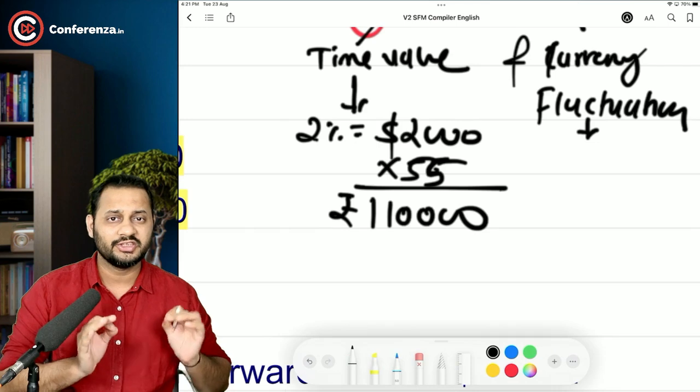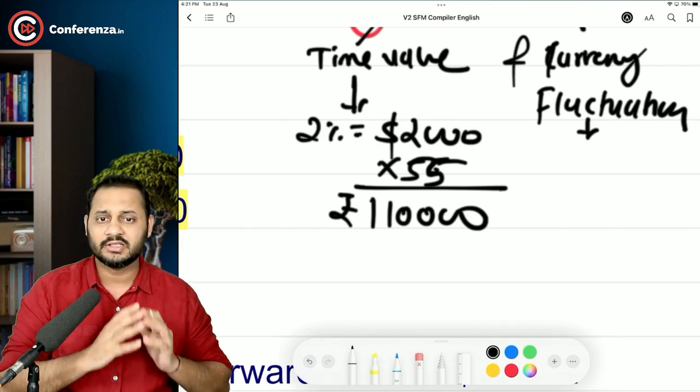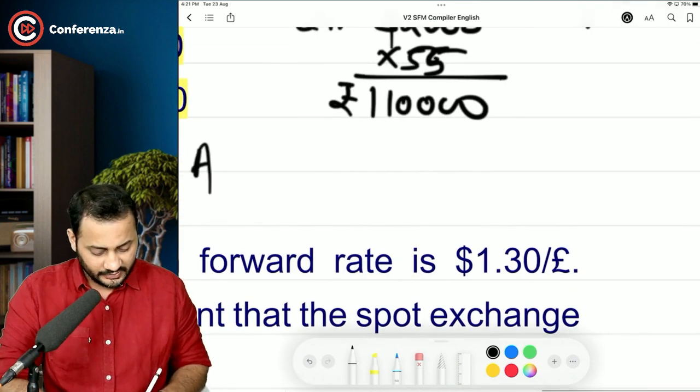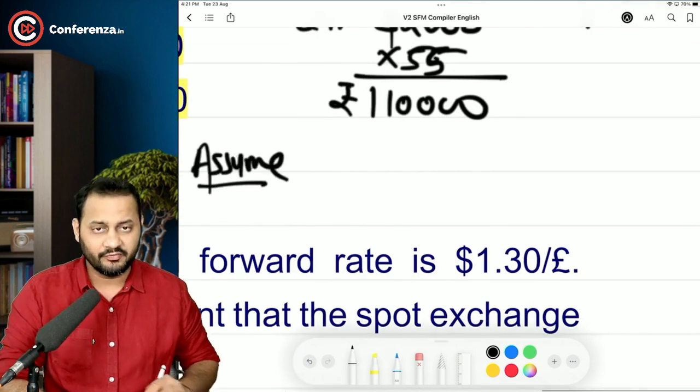That means there is no such thing. What are you going to assume in this case? There is no such thing called a discount. So there are two types of assumption that you are going to take at every part.